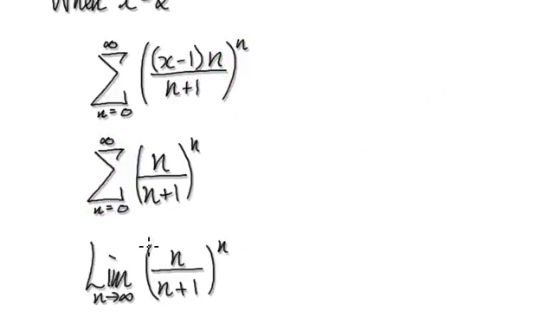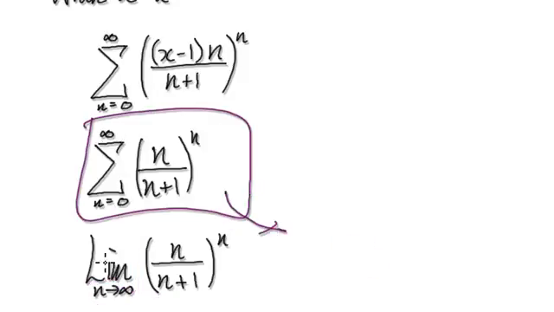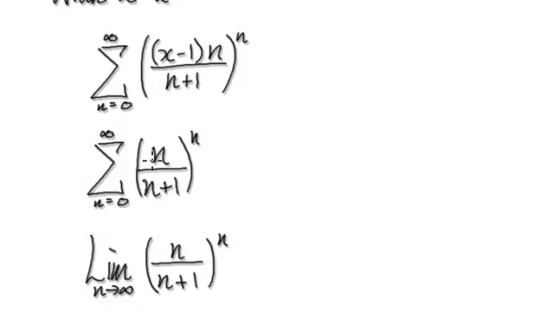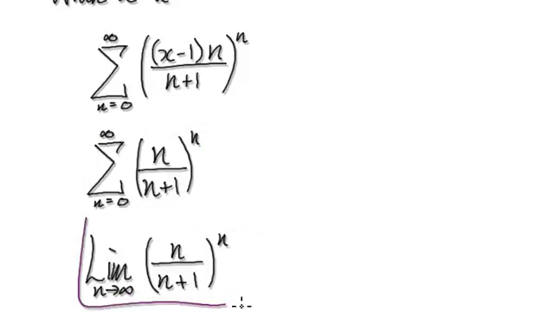So in a way, we need to check that as n heads towards infinity, this thing heads towards 0. In order for this to converge, the limit must equal 0. If it's anything other than 0, it's going to diverge. So we should find the limit of this, and we have done this before.